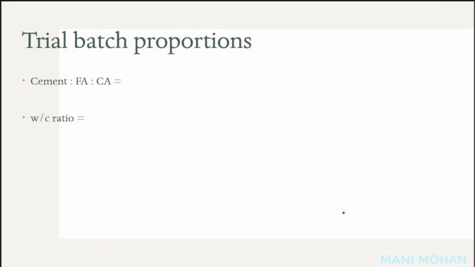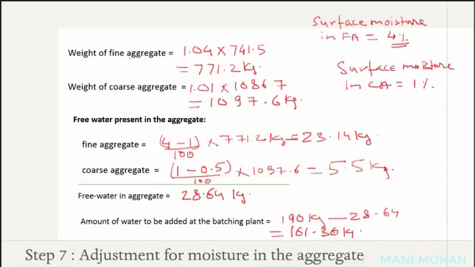So accordingly, what will be the trial batch proportion when we are making the trial batch? When I say trial batch, it means the fine aggregate and coarse aggregate are not in saturated surface dry condition. Please note this. Cement is 346 kg. Now how much fine aggregate are you using, which is not in saturated surface dry condition? You have to use 771.2 kg. How much is the mass of coarse aggregate? You have to use 1097.6 kg. This we had already computed, as you can see, 771.2 and 1097.6 kg.